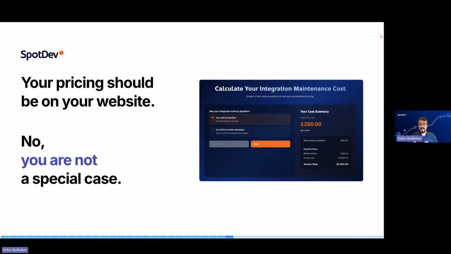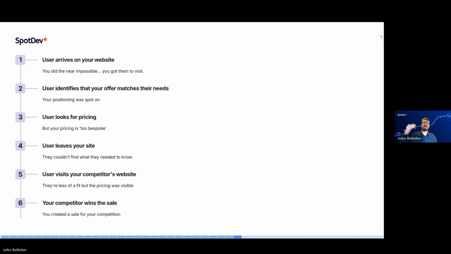And I'll just illustrate this a little bit more before I come to that question about what if you sell products with fixed prices. Imagine this scenario. User arrives on your website. You should be pleased with yourself. We spoke about your website traffic not coming back. You've done the impossible. You got someone onto your website. You should be celebrating that fact.